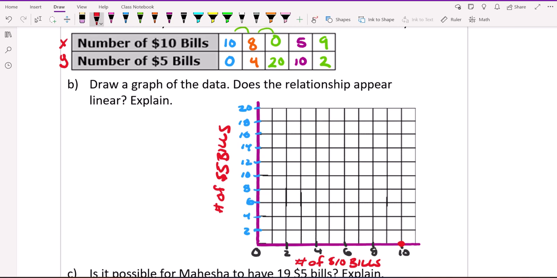Okay. Then we have 8 and 4. So we just start at 8, we go up to the 4, we put a dot, 8 and 4. We'll do that in orange. Oh, I should color code this. That was blue, that was orange. Then we have a green, 0 and 20. So x at 0, y at 20, puts us a dot way up here.